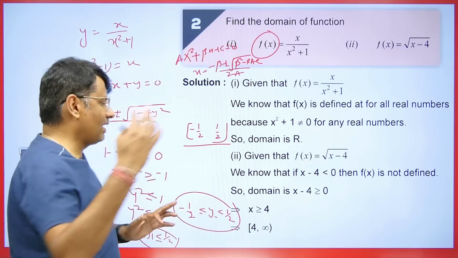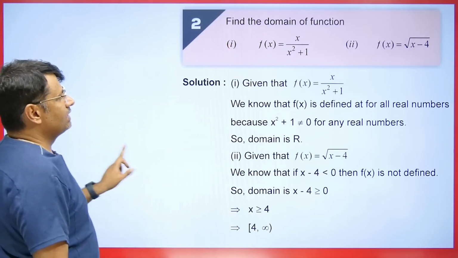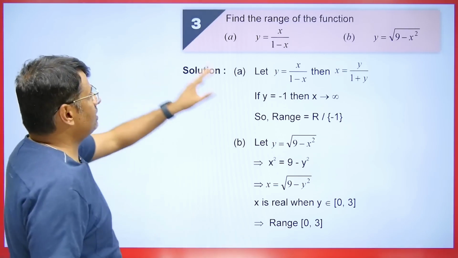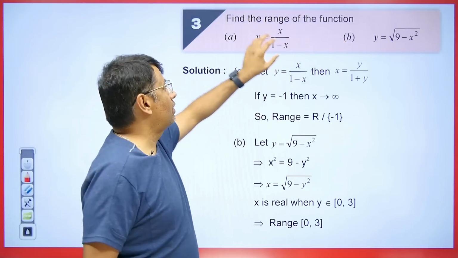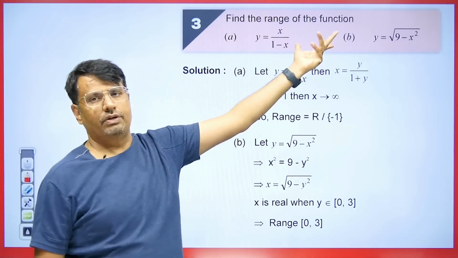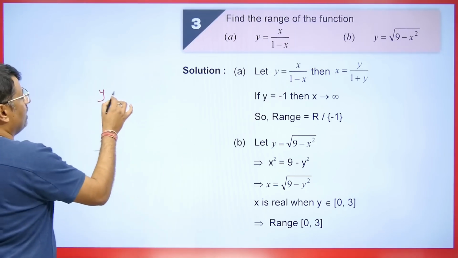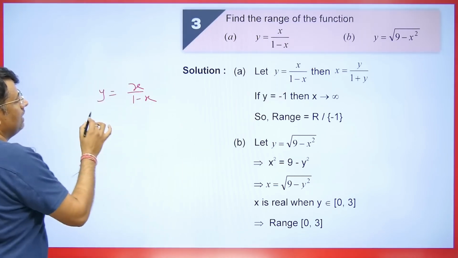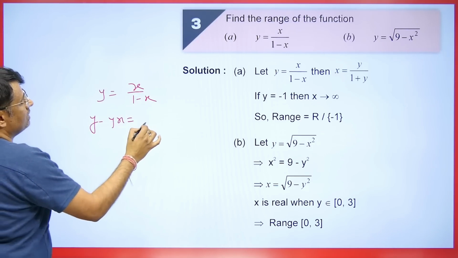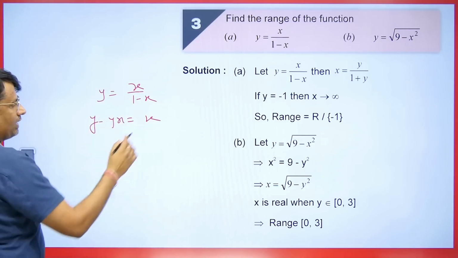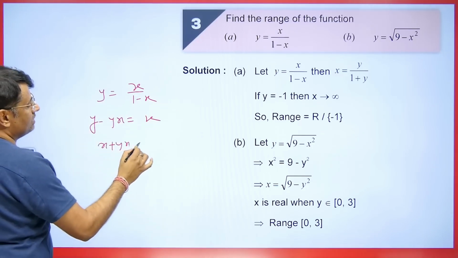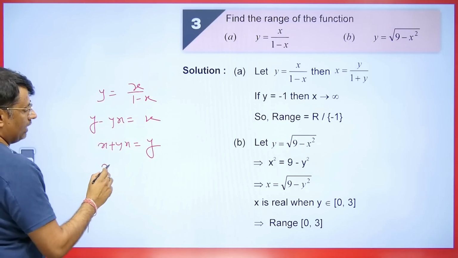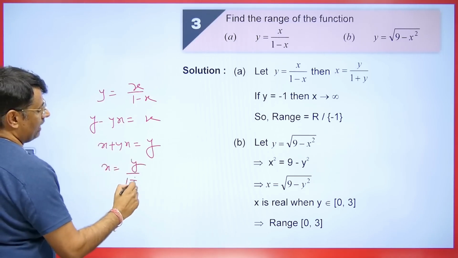It's easy. I will give you another example so you can understand this better. So students, what will be its range? What should we do? We will multiply this again and find the value of x, right? So y is equal to x upon 1 minus x. So it will be y minus yx is equal to x, right? If we take yx to that side, then it will be x plus yx is equal to y. And if we take x common, it will be x equals y upon 1 plus y.